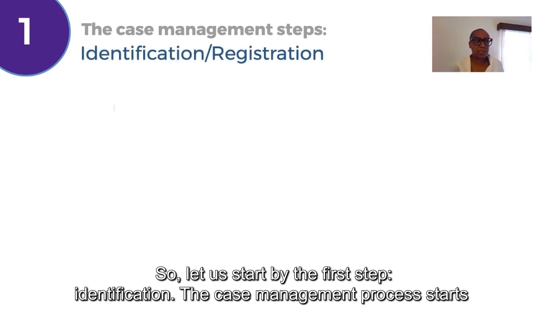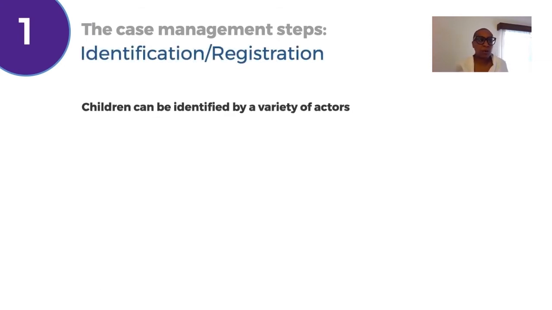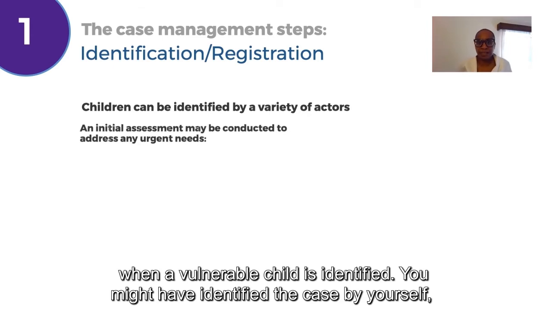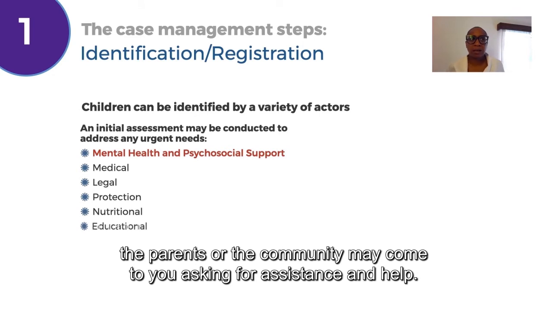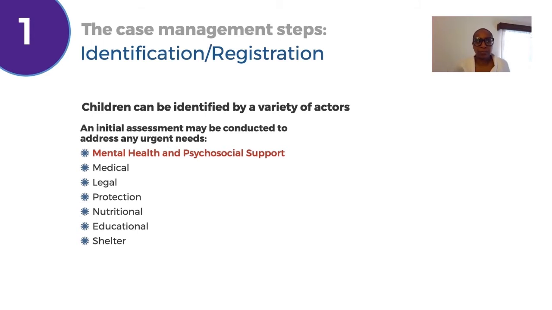The case management process starts when a vulnerable child is identified. You might have identified the case by yourself, or perhaps the case has been referred to you by another agency. In other circumstances, the parents or the community may come to you asking for assistance and help.